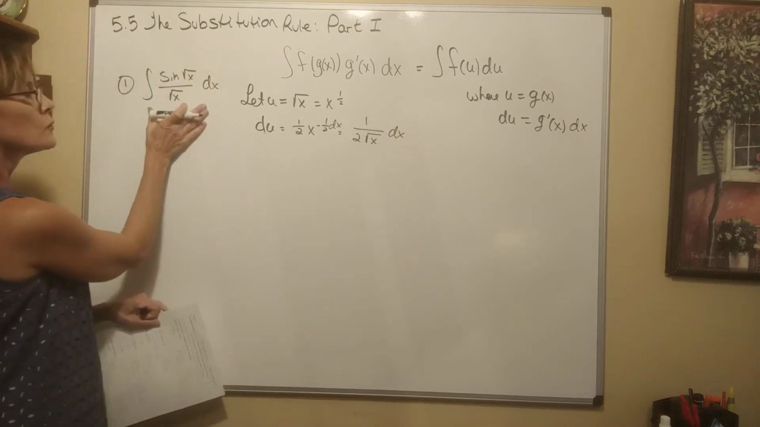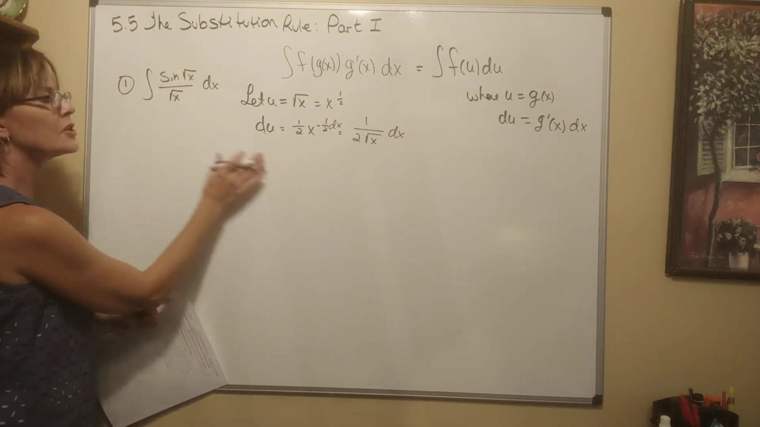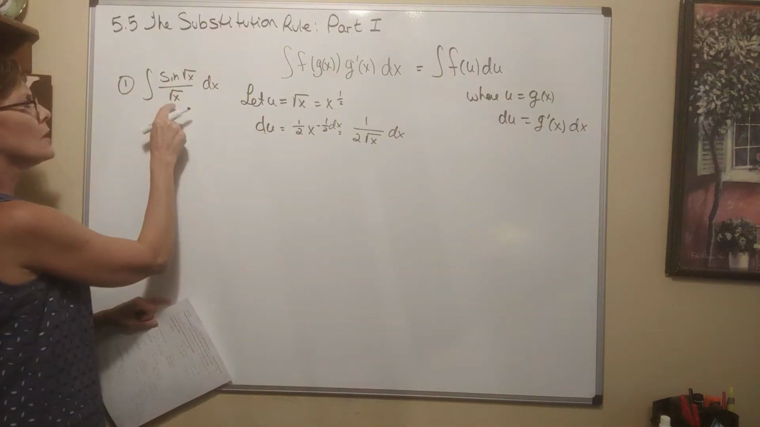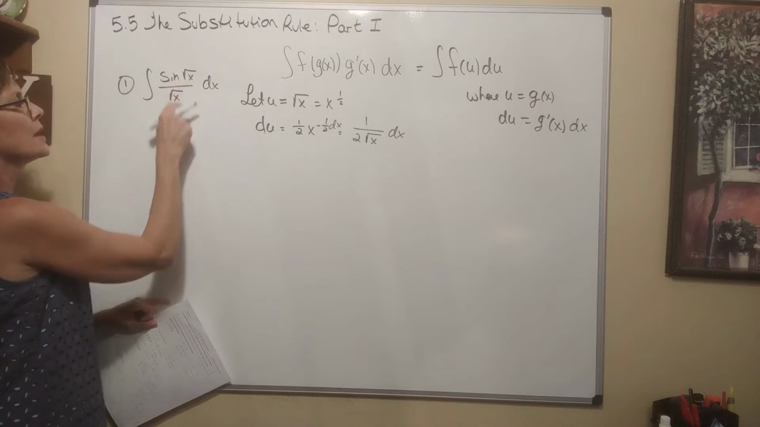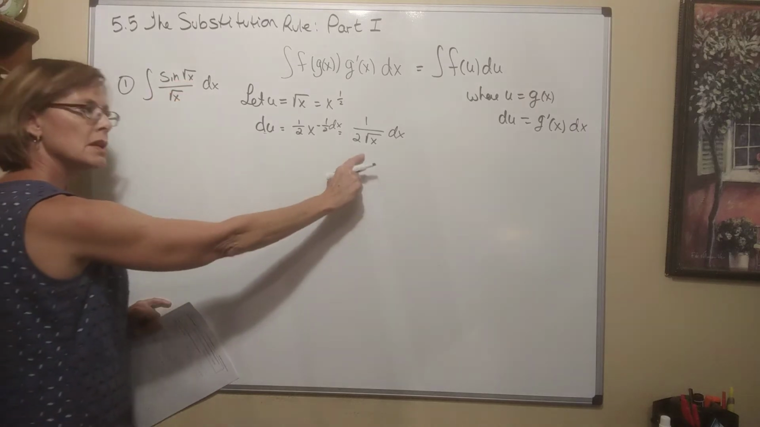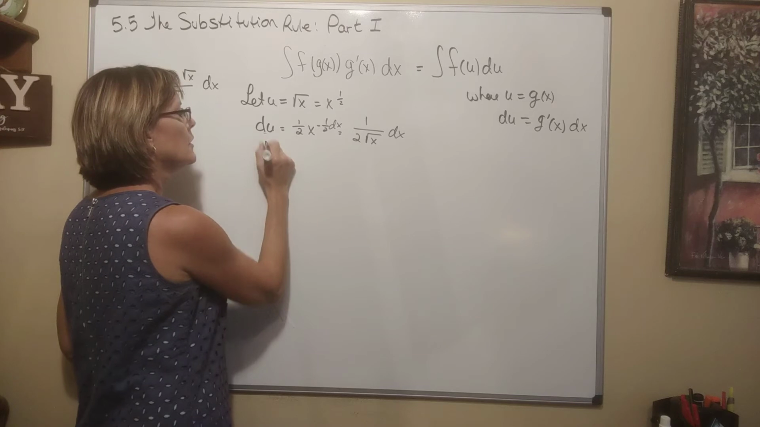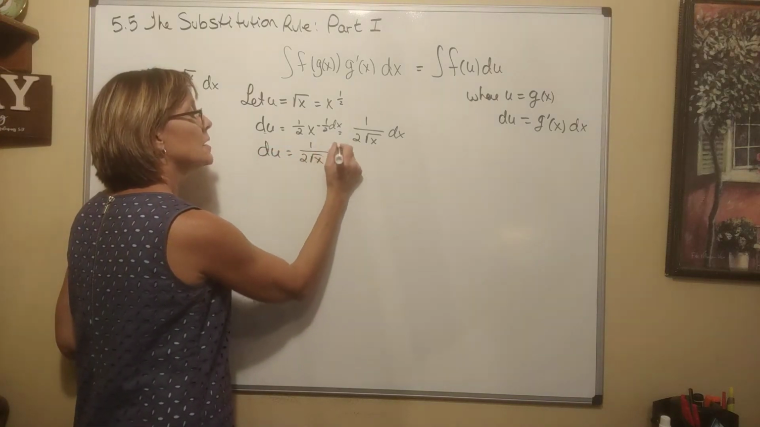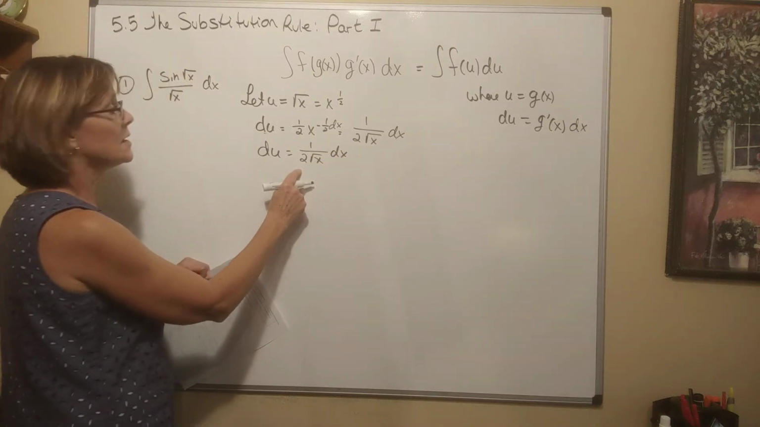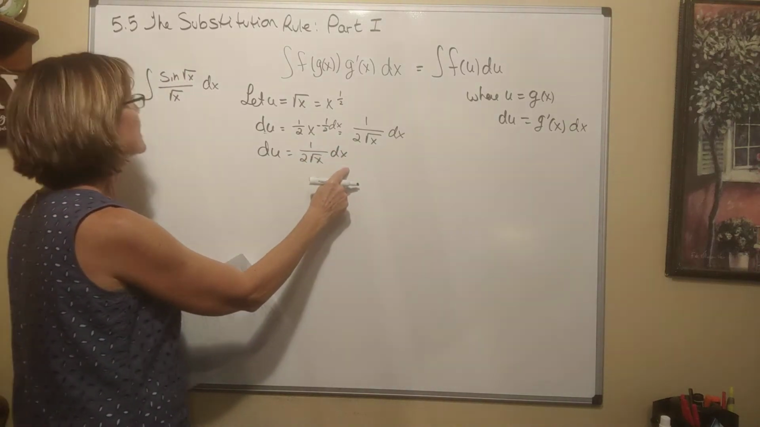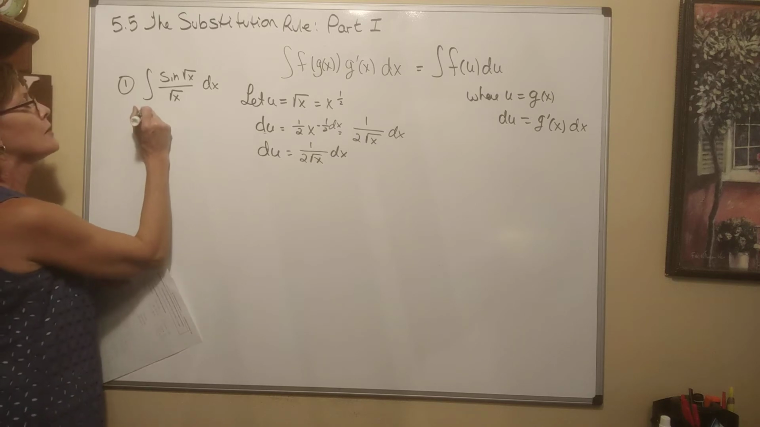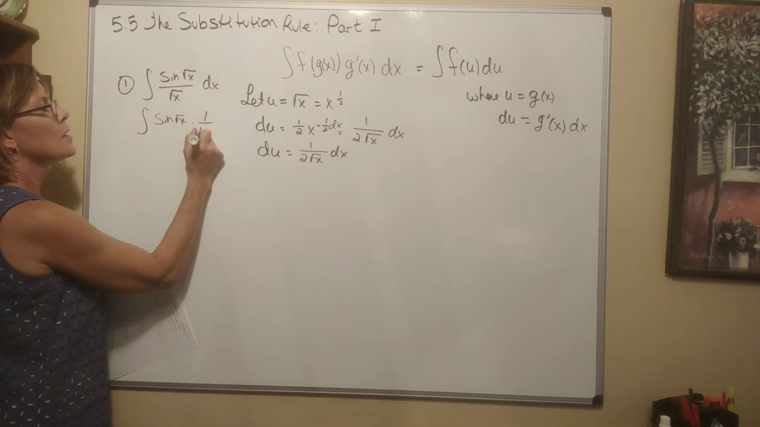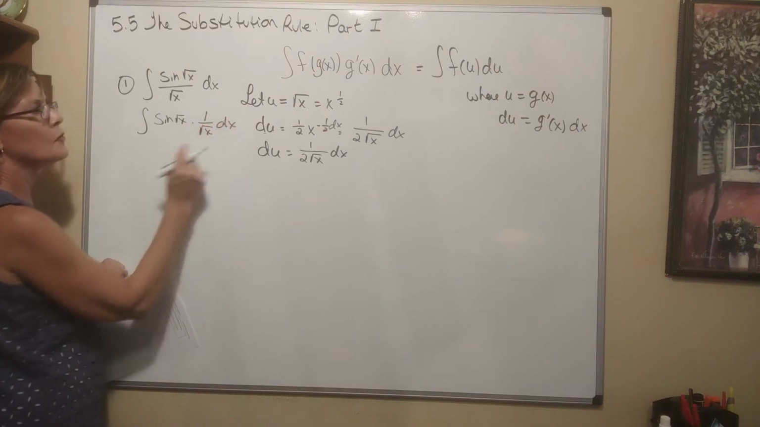So what I want to do is rewrite this integral in terms of u. What I need to do that is to rewrite the x's in terms of u. And what I see here is I have du equal to 1 over 2 square root of x dx. I want 1 over the square root of x dx, and I do, because if I rewrite this as the sine of the square root of x times 1 over the square root of x dx, that might be helpful for you to see.